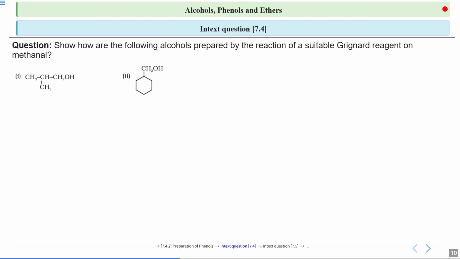So the two alcohols given are, first, CH3CHCH3CH2OH. This is a primary alcohol. The second alcohol is actually cyclohexane, over which you have CH2OH. So you have to tell how you will prepare these alcohols by a suitable Grignard reagent reaction with methanal.